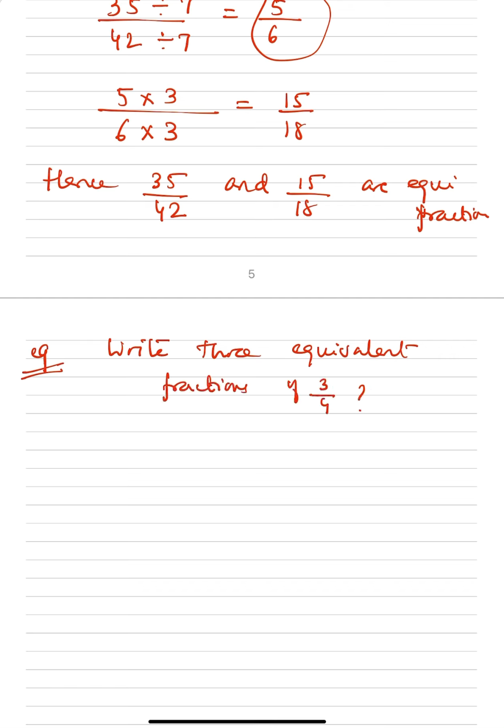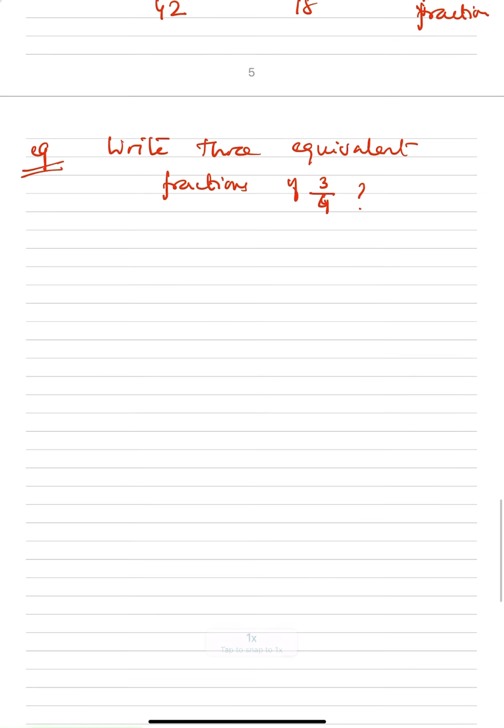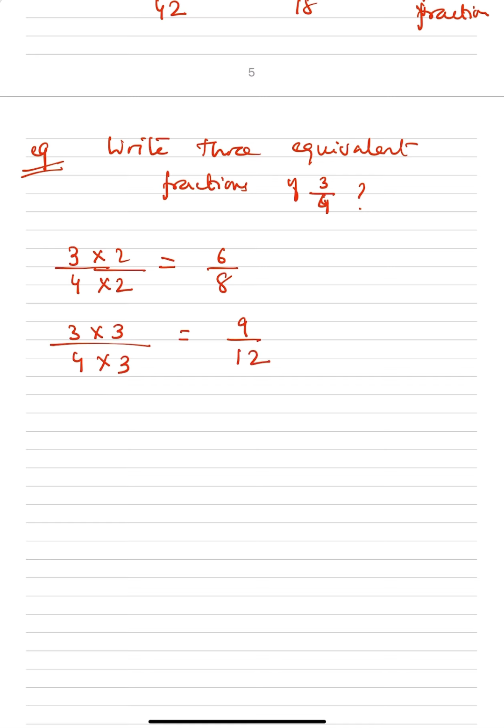of 3 upon 4. Now this is very easy. See, what will we do? Here I will write 3 upon 4. First I will multiply by 2. Numerator and denominator, both the numbers will be multiplied by 2. So we will get 6 upon 8. Let us take 3 upon 4. Multiply by 3. Then we will get 9 upon 12.